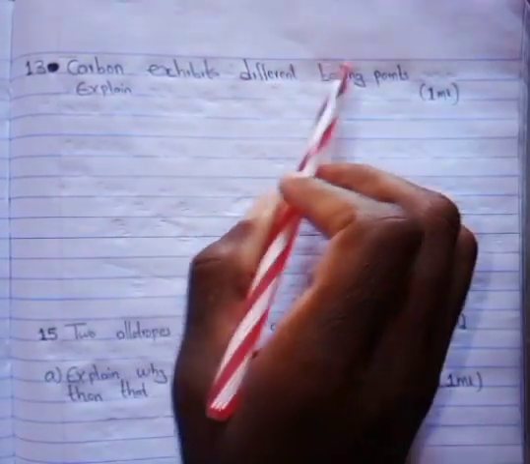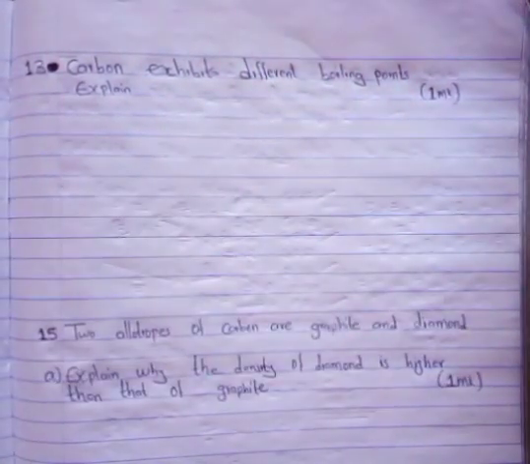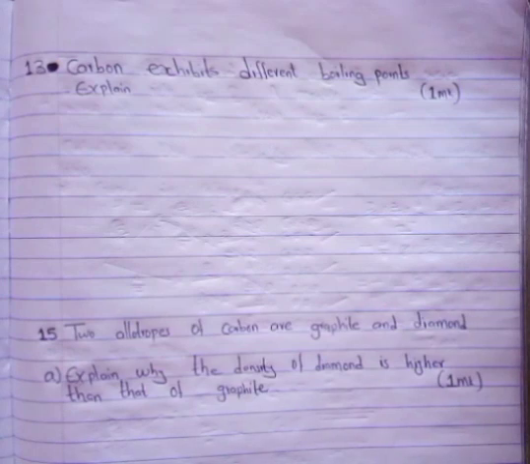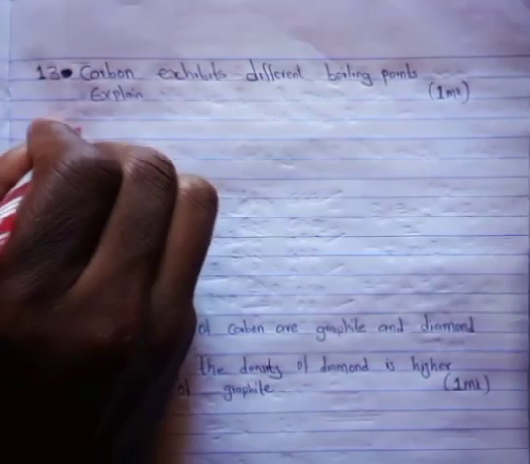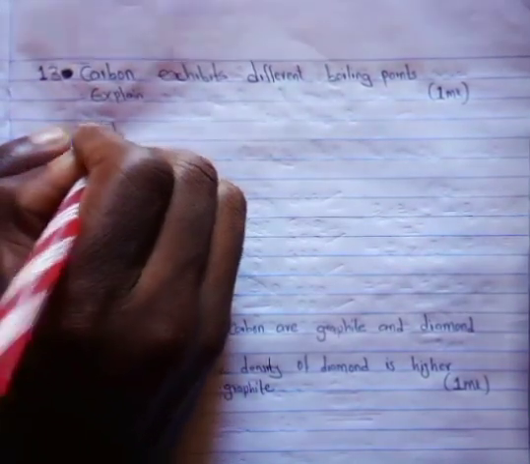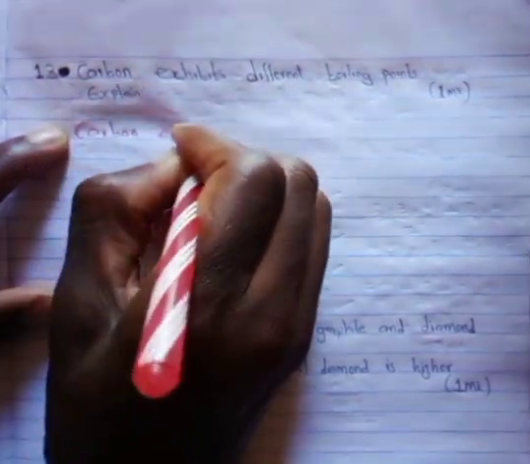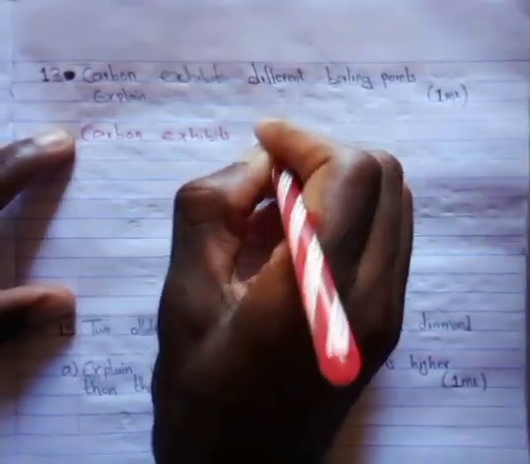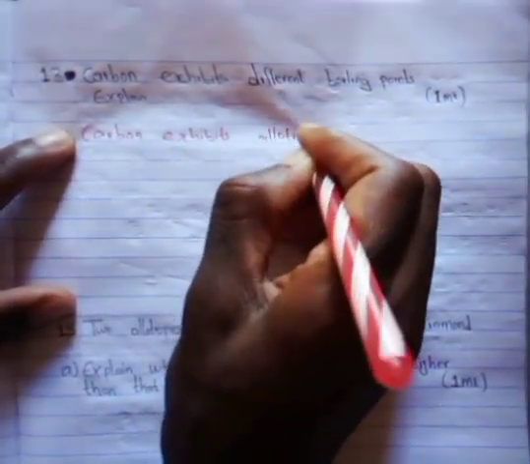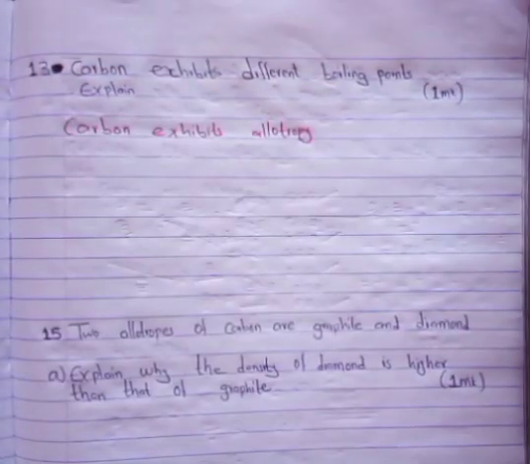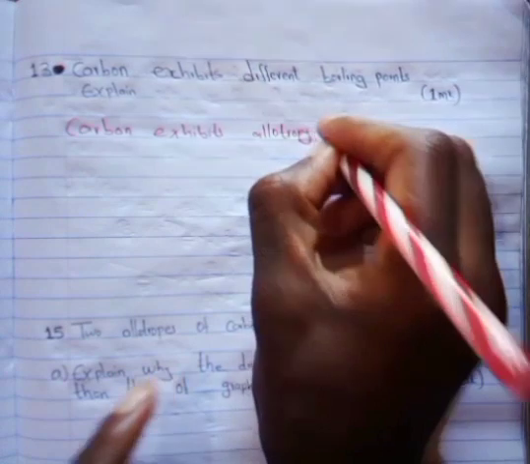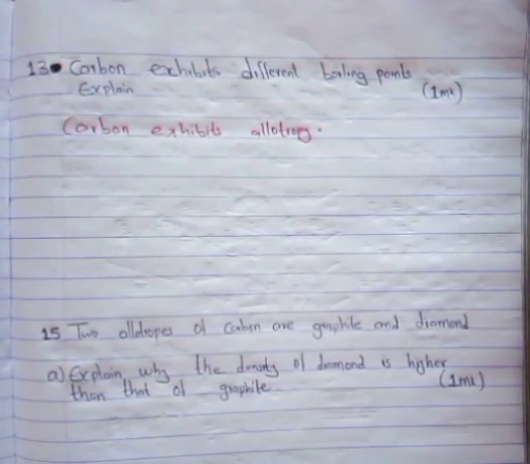So the first question is, carbon exhibits different boiling points. Explain. In other words, carbon has different boiling points. Give a reason as to why. So we say the reason is carbon exhibits allotropy. I hope you know allotropy is the existence of an element in more than one form.